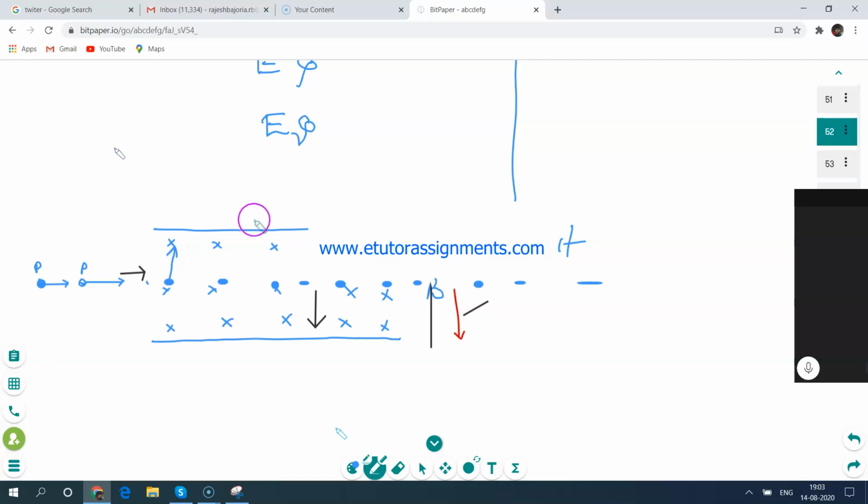The force by the magnetic field is upward, so we have to neutralize this. So the force from the electric field will be downwards. Yes, the electric field will be downwards. Is it clear, Anastasia? Yes.